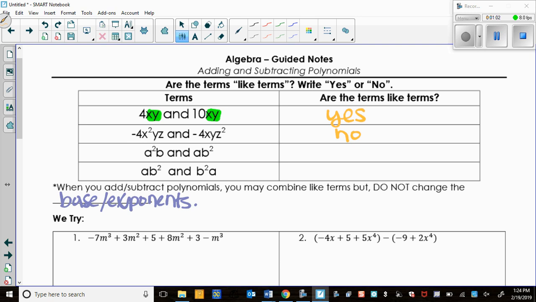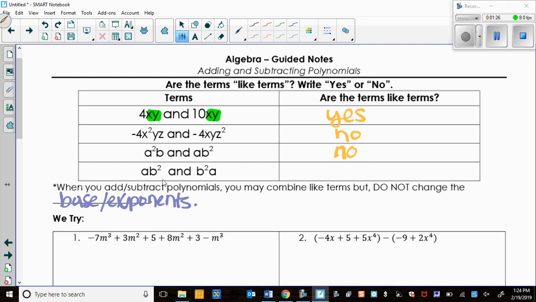The next one, again, look at each part to see if they match. A to the second power. I should be able to see a to the second power on the next one if I wanted to combine them, but I don't. So these two terms are not alike. Again, this is no. The a's and the b's don't have the same exponent.